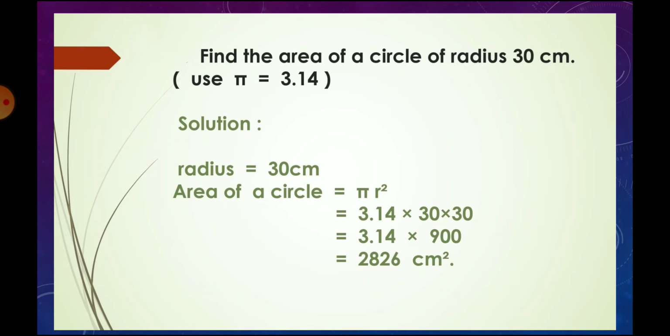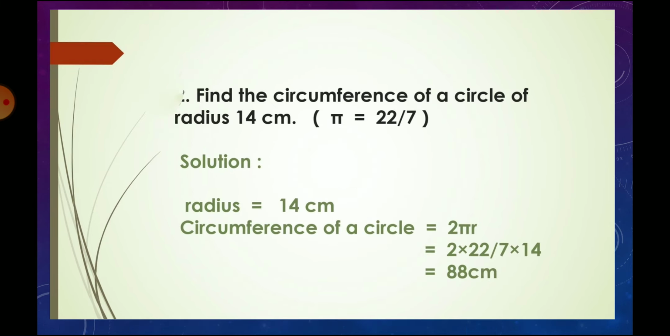So the value of pi is 3.14 and the radius is 30 into 30. Okay, so 3.14 into 3 3s are 9, there are 2 zeros, so 900. So if we multiply 900 and 3.14, we can get 2826 centimeters square. Here it is the area, so we can put the square term. Then find the circumference of a circle of radius 14 centimeter.